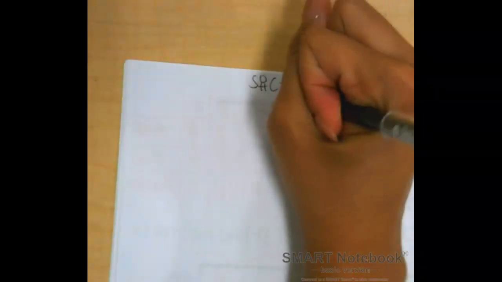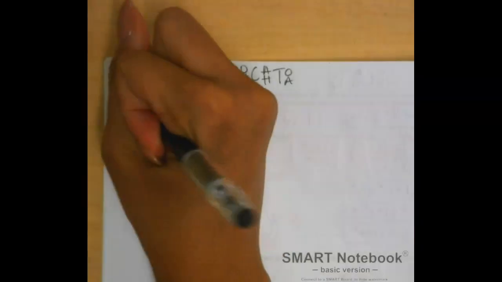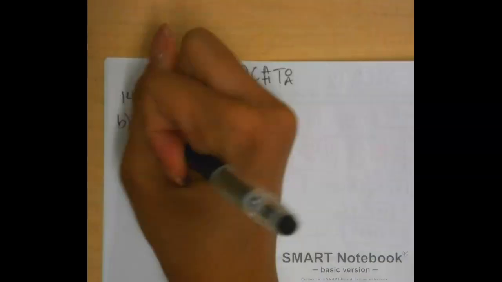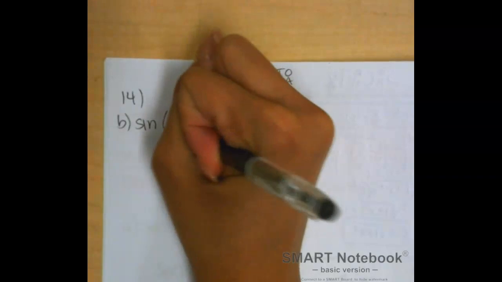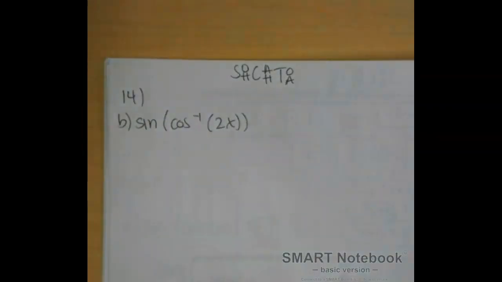So on the back side, I'm going to write out SOHCAHTOA again because I know I'm going to need it. You don't have to write it on the back, guys, unless you're like me and you write obnoxiously big. So for example 14, letter B, this is sine of cosine inverse of 2x. And I kind of go overboard with putting parentheses, but it helps.